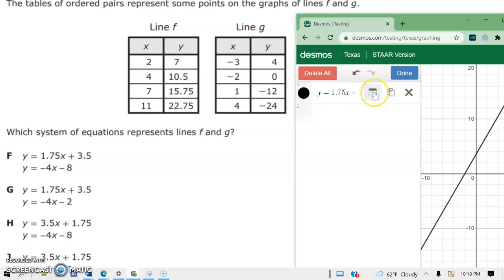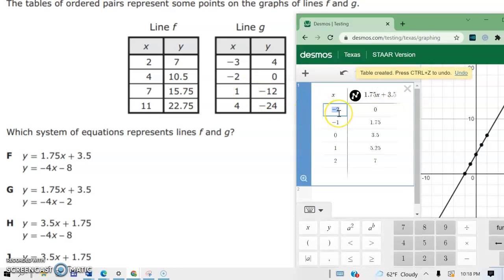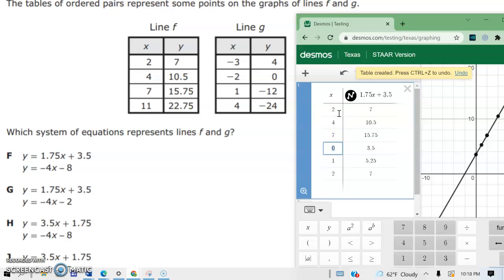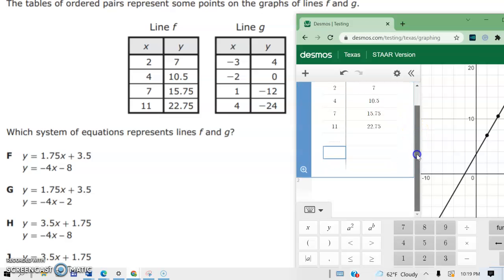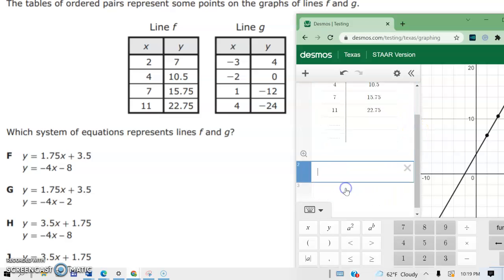You're going to convert that to a table. Let's type in the values there: 2, 4, 7, 11. The other ones you don't need, so we delete them. Does it match these numbers? 7, 10.5, 15.75, and 22.75. Yes, it does. But now, do not go put this in as the answer yet until you check the second line.